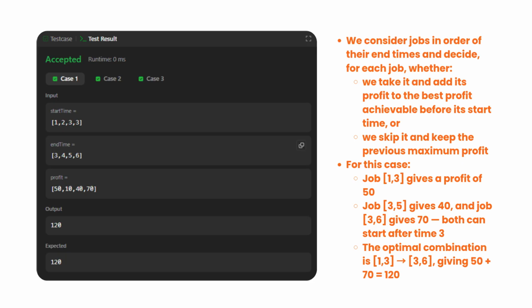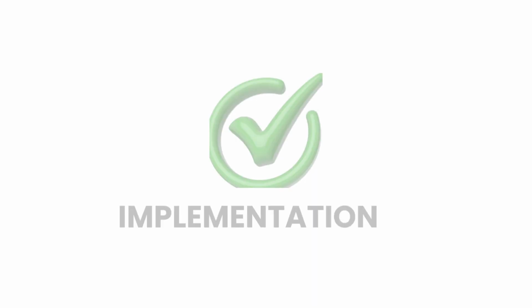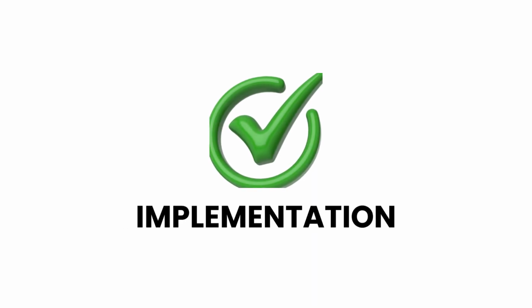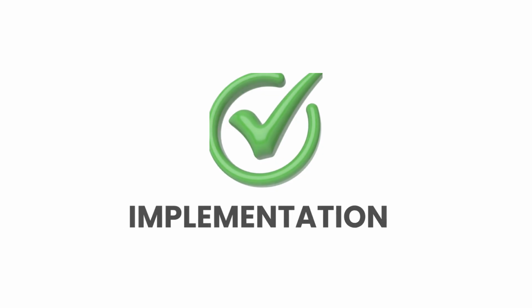Job [3,5] gives 40, and job [3,6] gives 70. Both can start after time 3. The optimal combination is [1,3] and [3,6], giving 50 plus 70 equals 120. And that's exactly what our program returns. So, our implementation is correct. The algorithm efficiently chooses the best non-overlapping job combination and maximizes total profit, accurate and optimal.